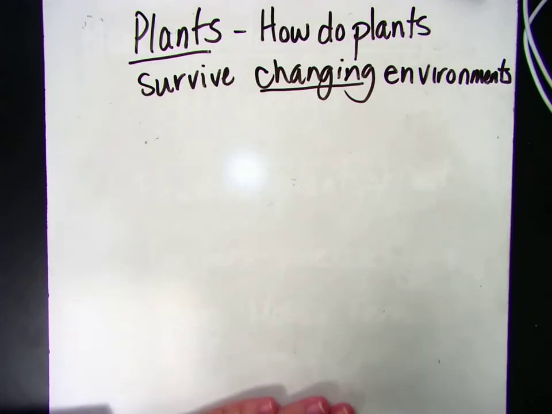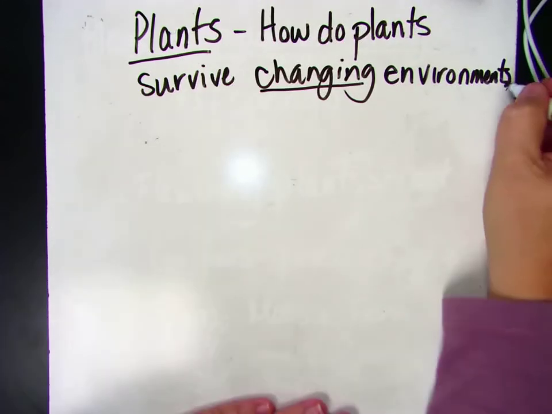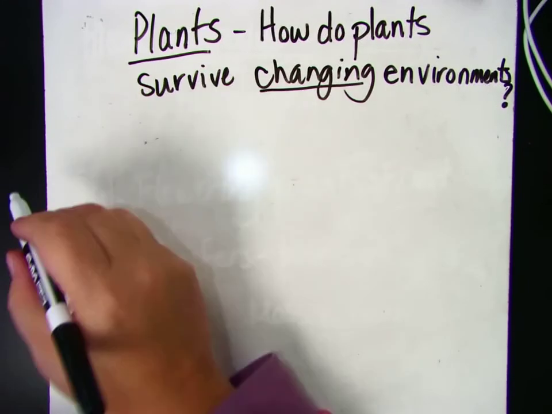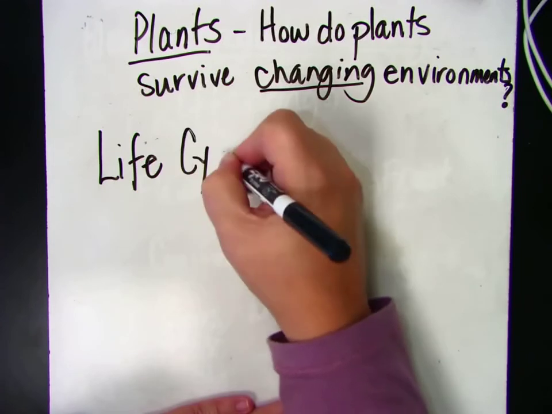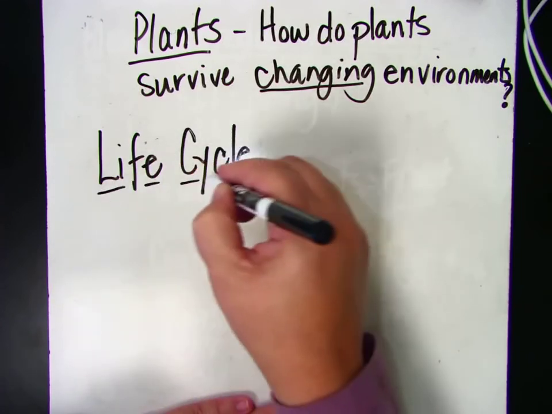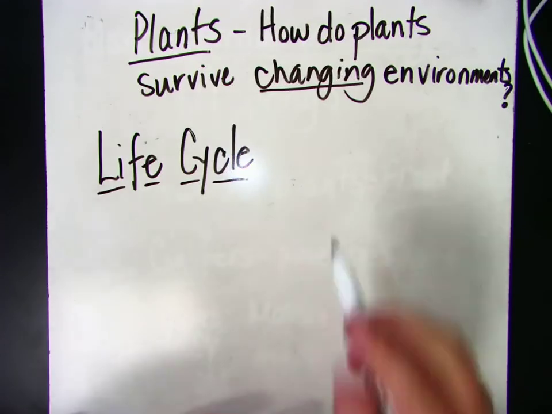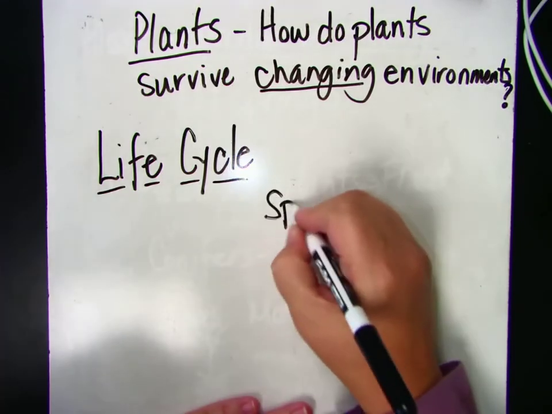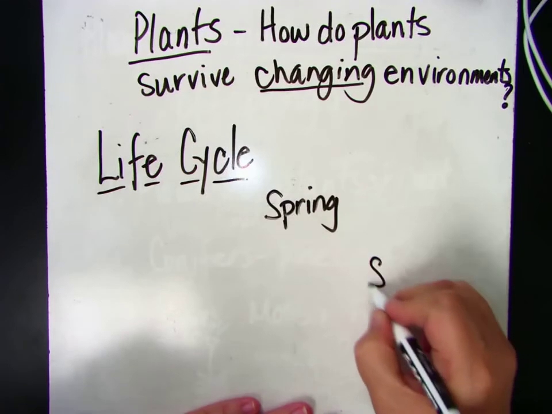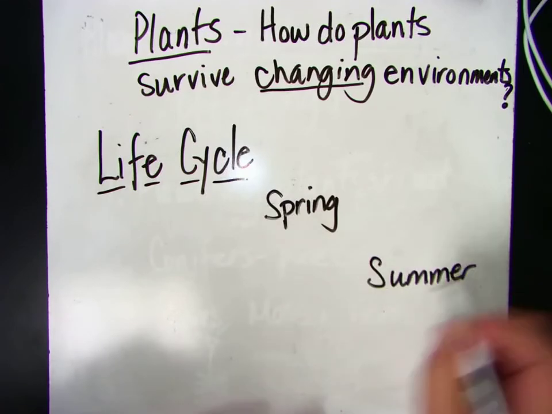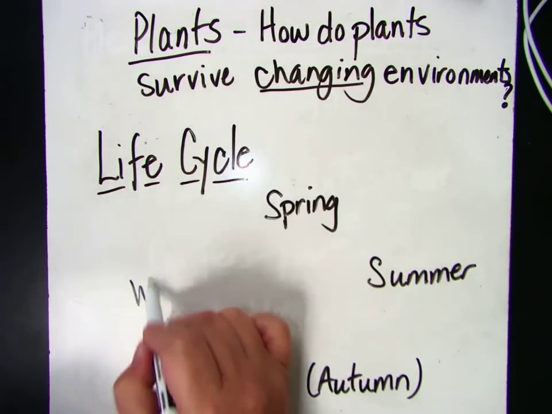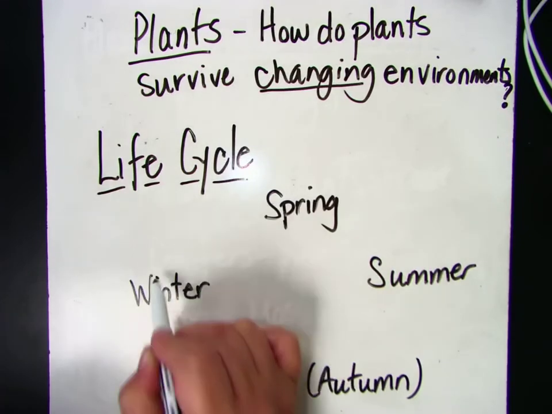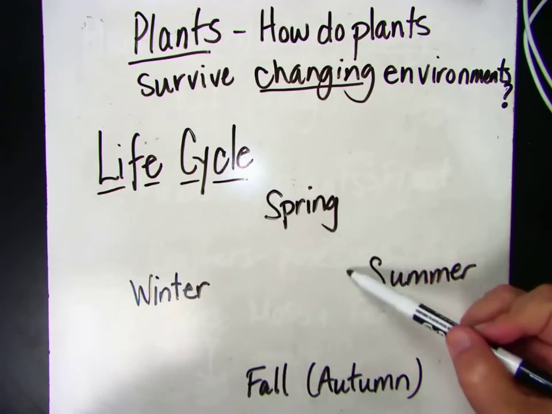Let's push it in. Okay, so how do plants survive changing environments? Well, one of the best ways to talk about it is that plants undergo life cycles. And the life cycle in plants is usually dependent on the seasons or the environment. And let's say, for example, we have spring, summer, fall, or autumn, which is something that people call it as well, and winter. And the plant's life cycle changes depending on which time of year it is.